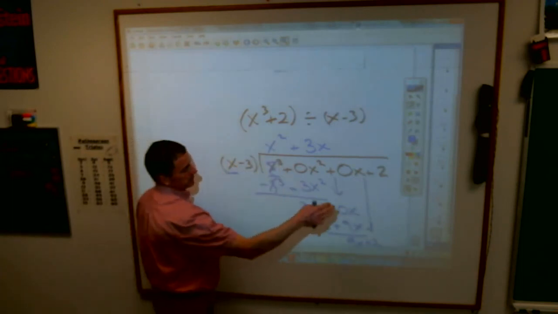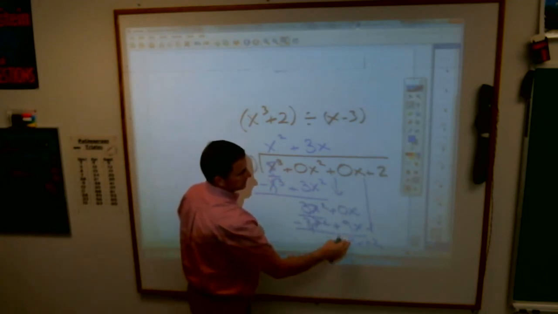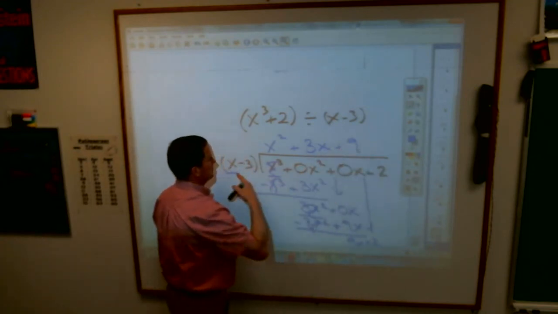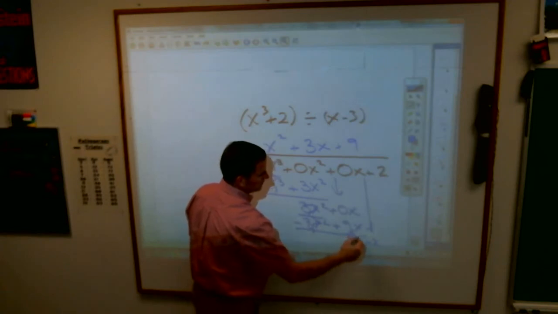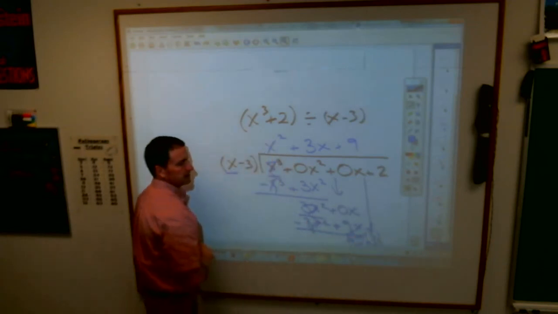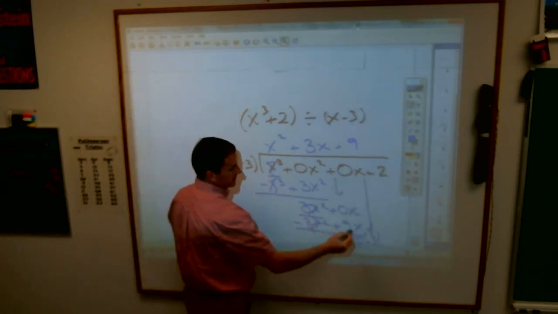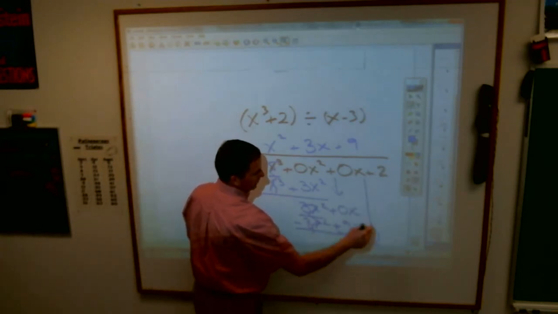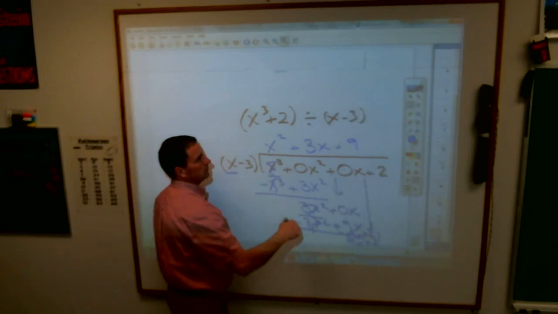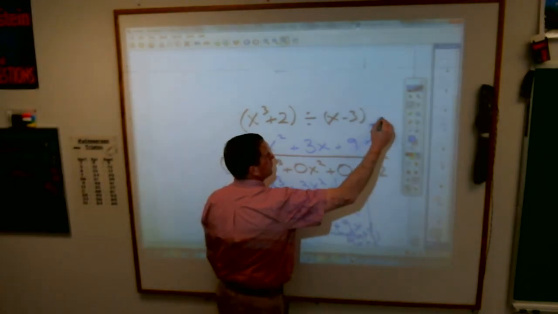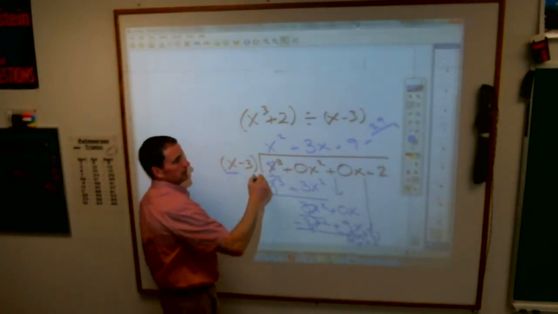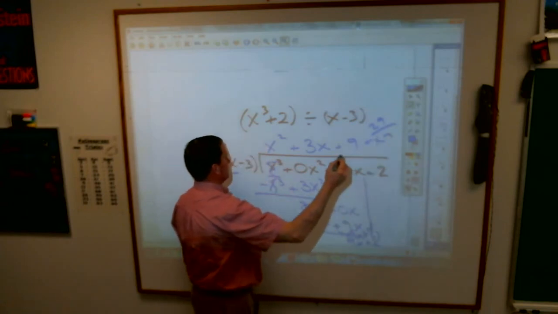What times x gives you 9x? Plus 9. You get 9x, I ran out of room. Minus 27. My next step is change to opposites. I actually end up with a positive 27 and a positive 2, which is plus 29 over this. X minus 3.